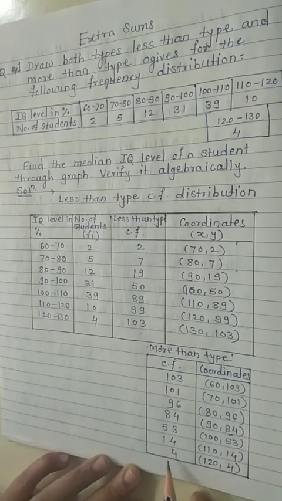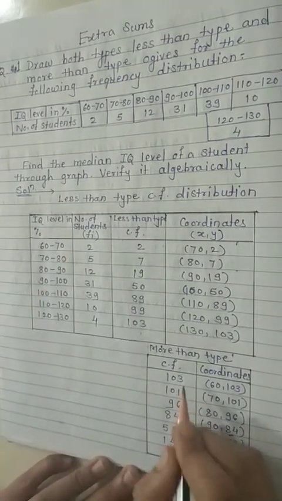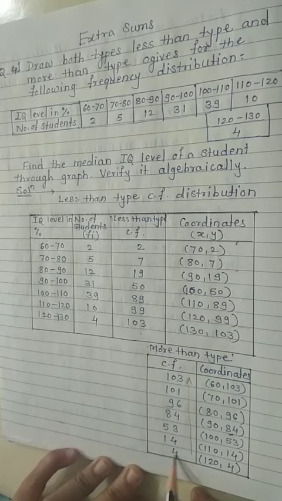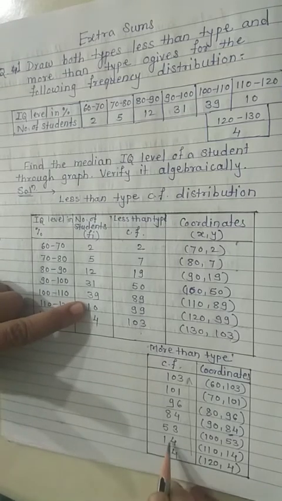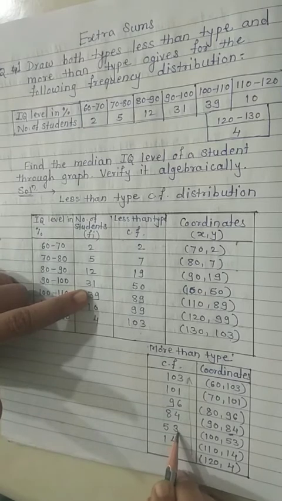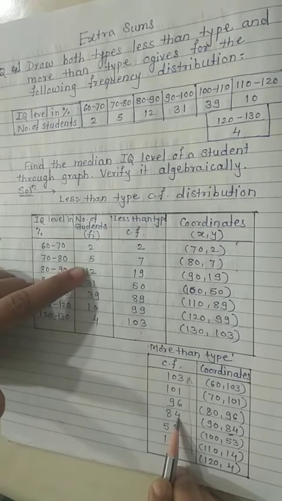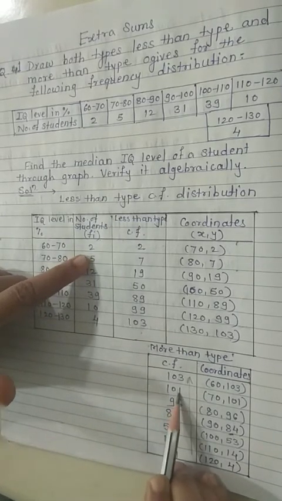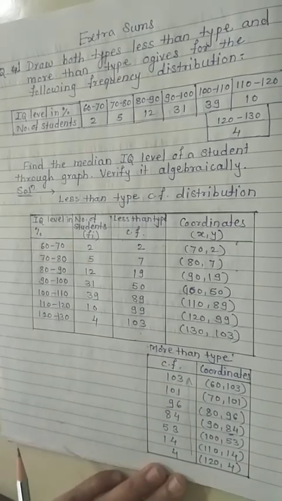Here we are adding the frequencies from the last class interval to the first class interval. So keep the first frequency of the first class interval as it is, then go on adding, that is 4 plus 10 is 14, 14 plus 39 is 53, 53 plus 31 is 84, then 84 plus 12 is 96, 96 plus 5 is 101 and 101 plus 2 is 103. So these are the cumulative frequencies for the more than type ogive.